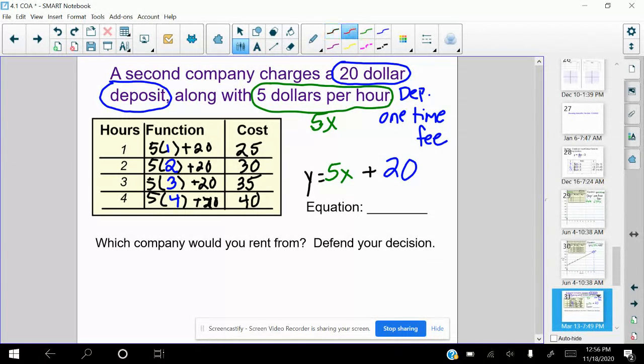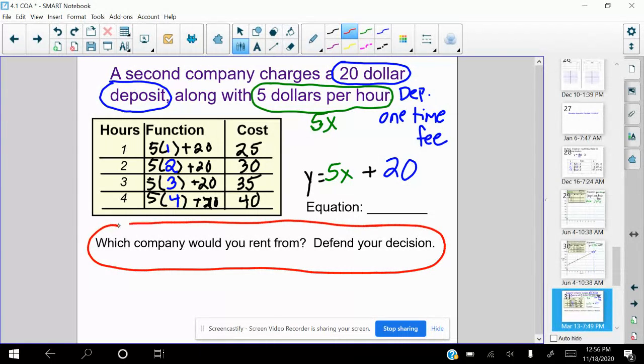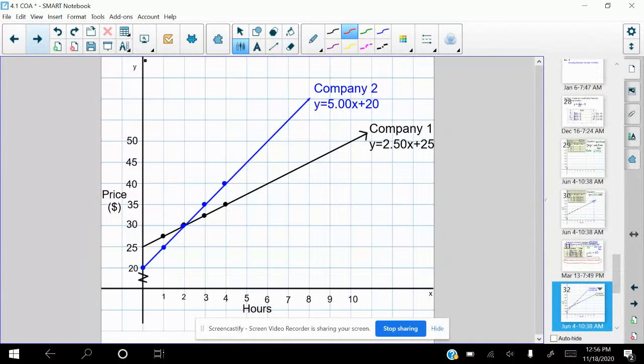And you're soon going to be asked this question: which company would you rent from? And be able to defend your decision. So let's show a comparison between these two companies side by side in order for you to defend your decision. On this graph, I've taken company 1 and copied that line in black. The second company, that charges a lower deposit but a higher hourly rate, is drawn in blue.